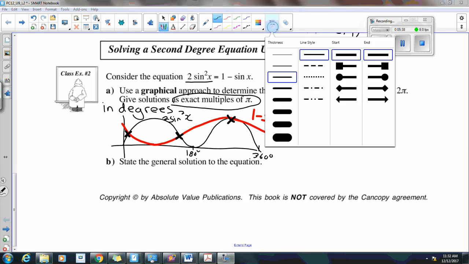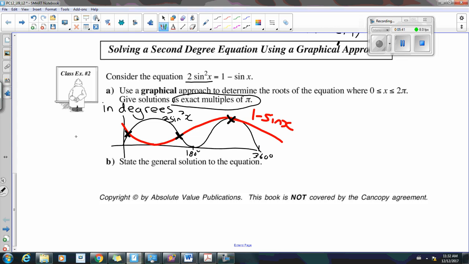Okay, so when you find these points of intersection, you should find that this first one happens at x equals 30 degrees, the second one happens at 150 degrees, and the last one happens at 270 degrees. But we wanted to answer in radians, so now I'm going to take each of those times pi over 180. So remember, if you want to work in exact values, just type this part into your calculator, 30 divided by 180. That's going to give you the fraction 1/6, and then you know it's pi over 6.